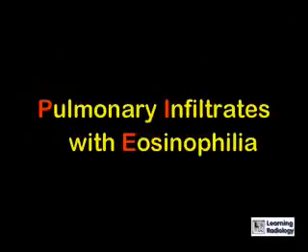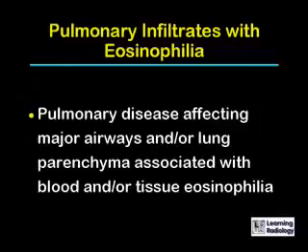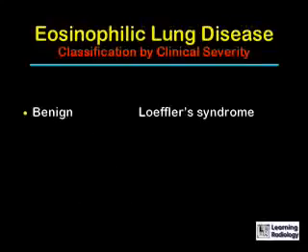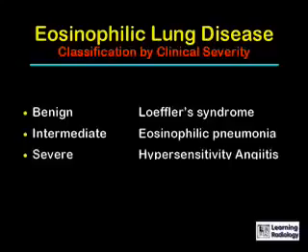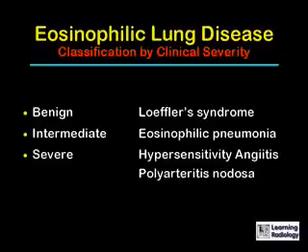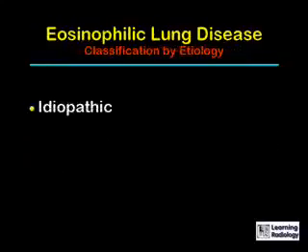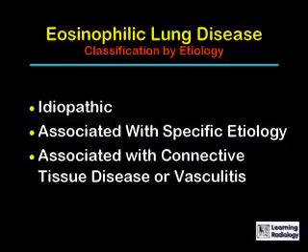Pulmonary infiltrates with eosinophilia is the last piece of the pie. This is a group of diseases affecting the major airways or the lung parenchyma, which are associated with either blood or tissue eosinophilia or both. Eosinophilic lung disease can be classified by the clinical severity of the disease. Leffler syndrome has a relatively mild course. A somewhat more intermediate course occurs with eosinophilic pneumonia, and some of the more severe reactions are seen with hypersensitivity angiitis and polyarteritis nodosa.